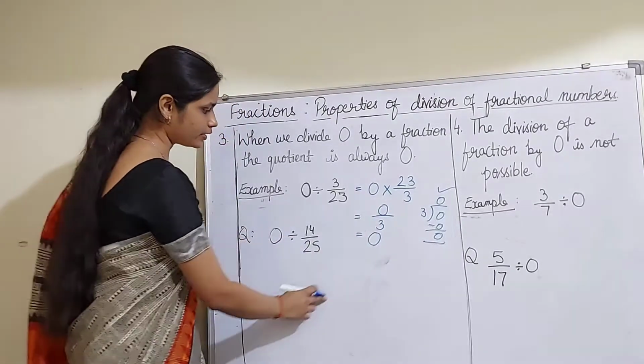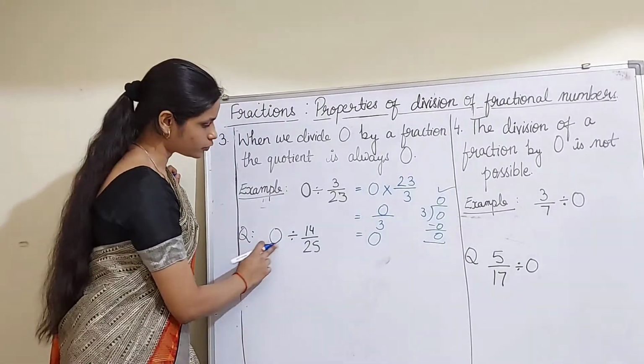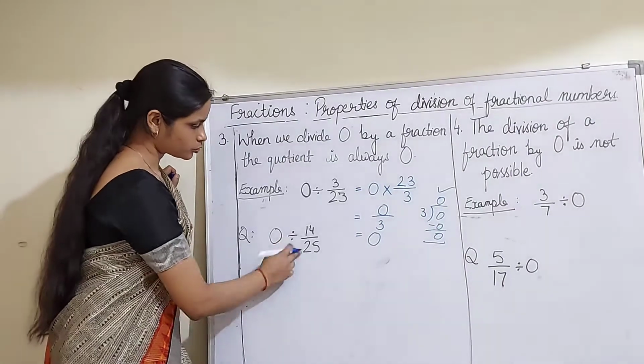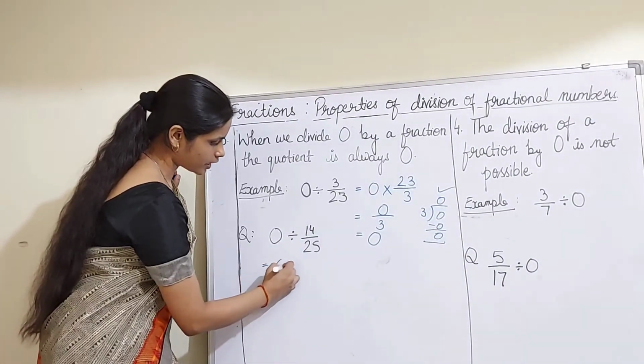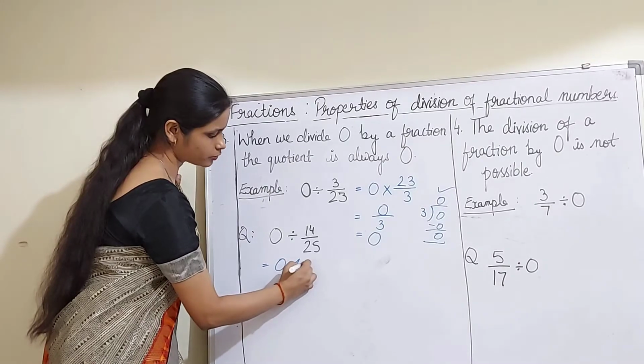Okay, so we can apply this property to solve this question. Here 0 is divided by a fraction number. So what will be the answer? That will be the direct answer, 0. Okay, 0 is the answer.